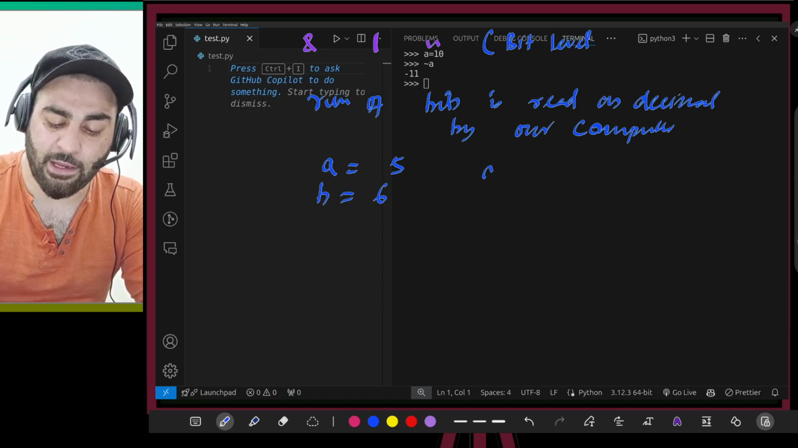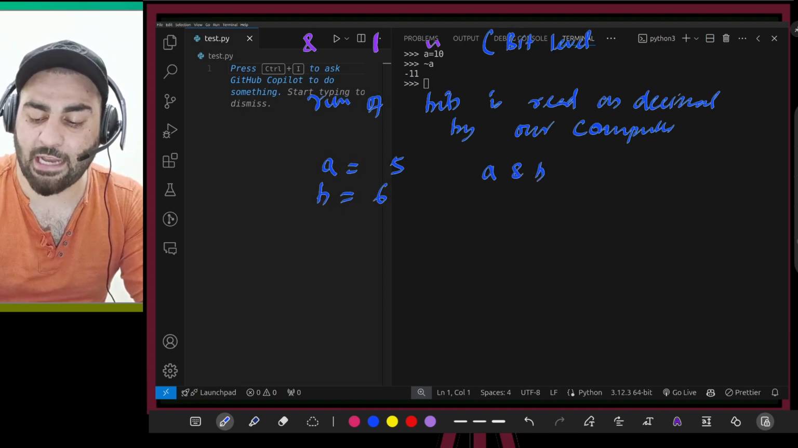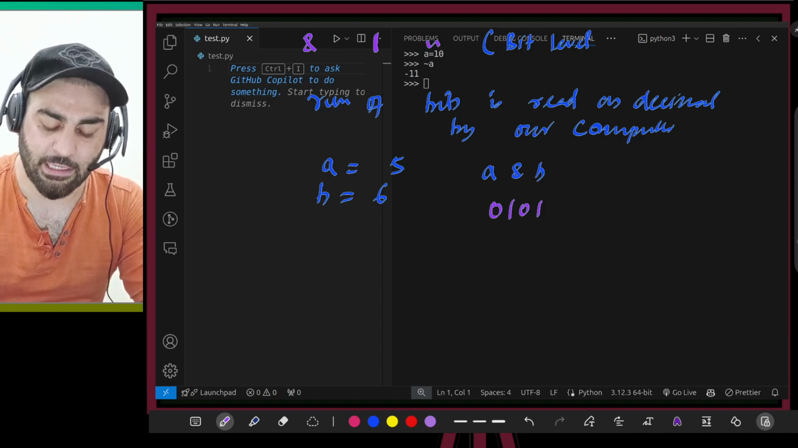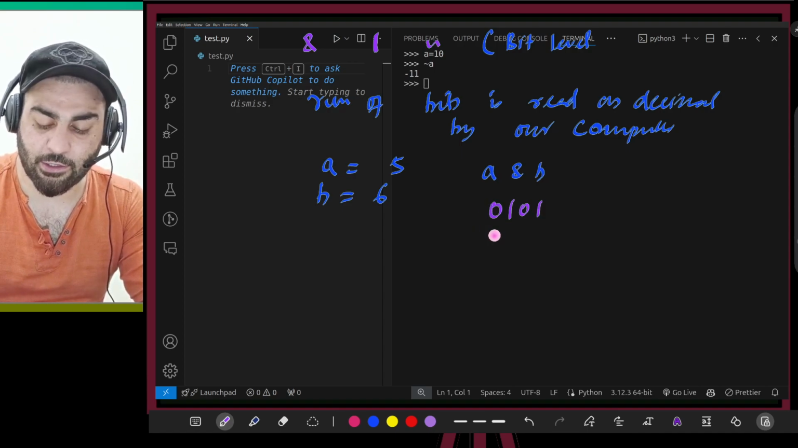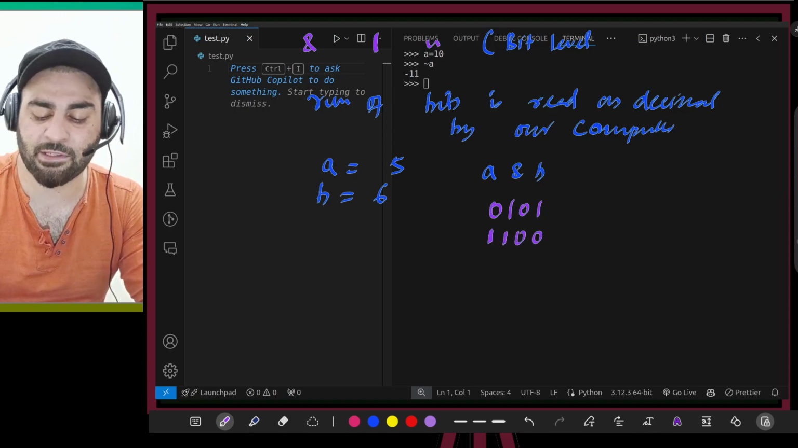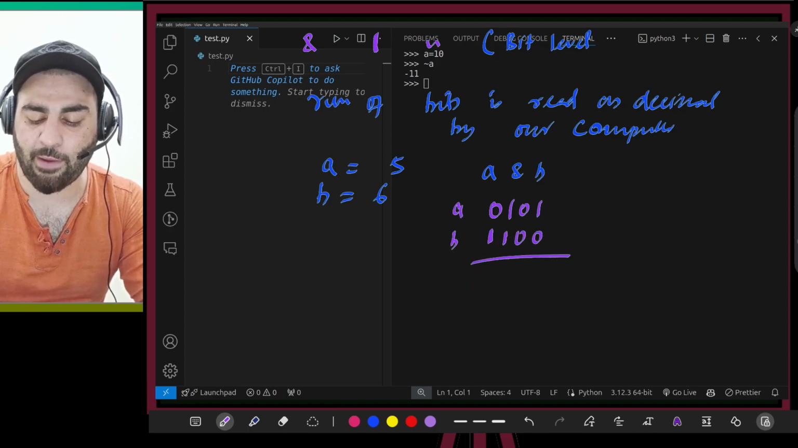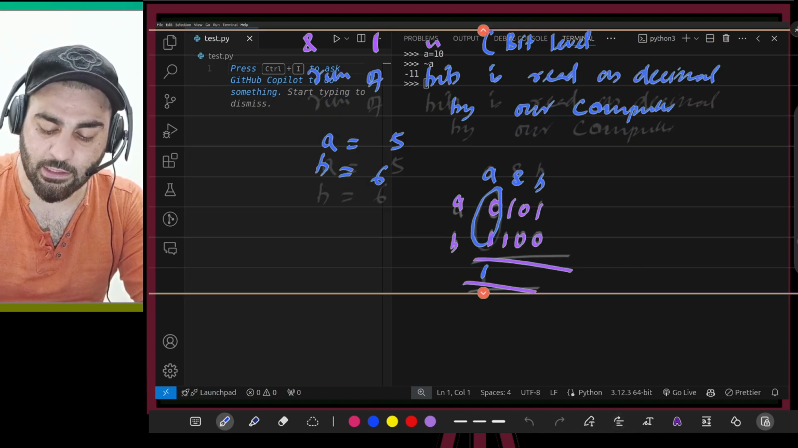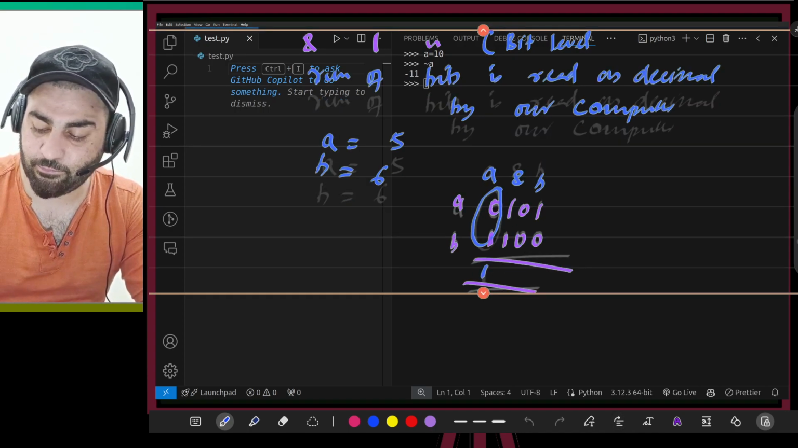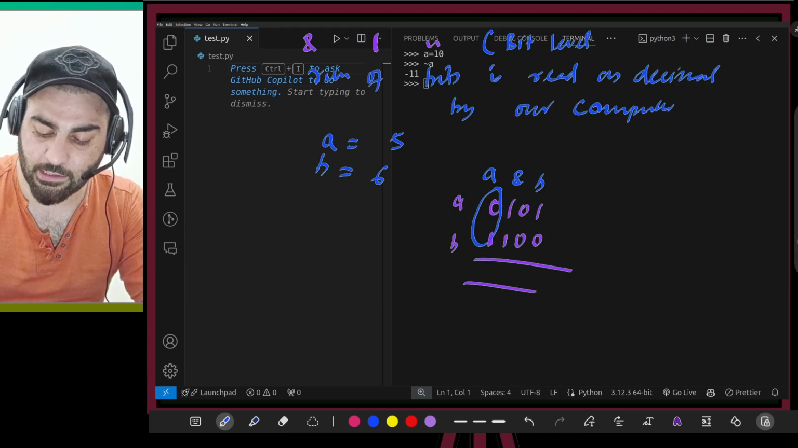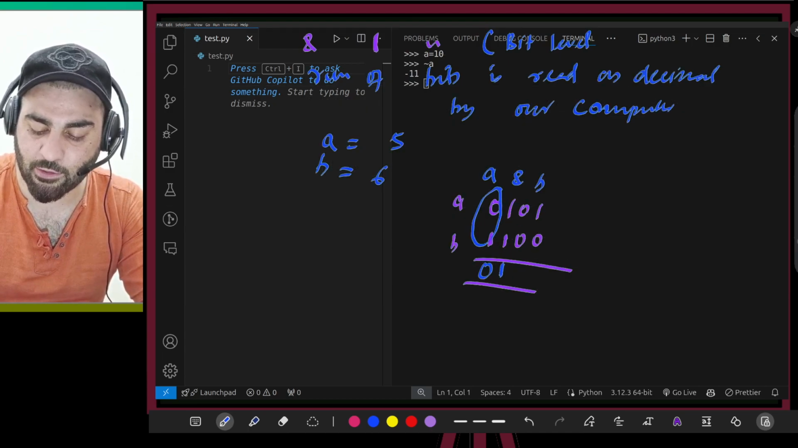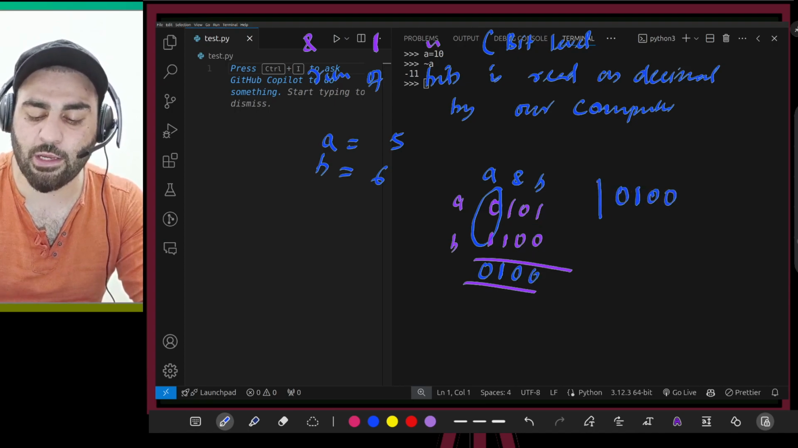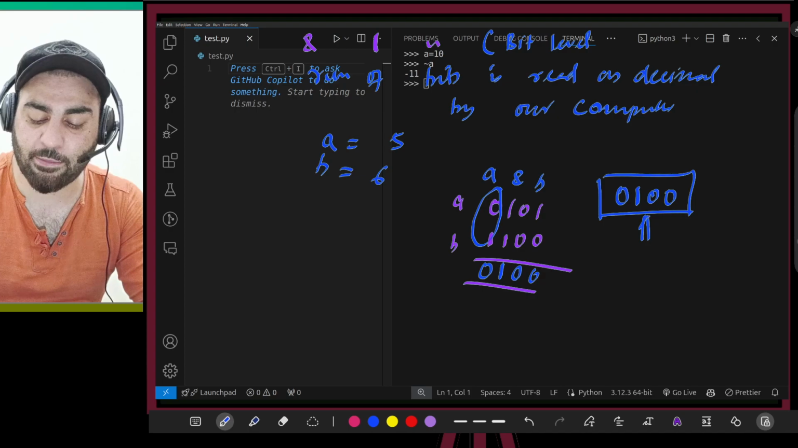If I perform A AND B, A will represent 1 0 1. Let's suppose we are representing 4 bits. B is 6. So this is the representation of A. This is the representation of B. If I perform the AND operation, AND will happen first with this 0 and 1. This is 0, this is 0, and this over here is 1, this over here is 0, this over here is 0. So 0 1 0 0 is the output. So what is this? This number is basically equal to 4.